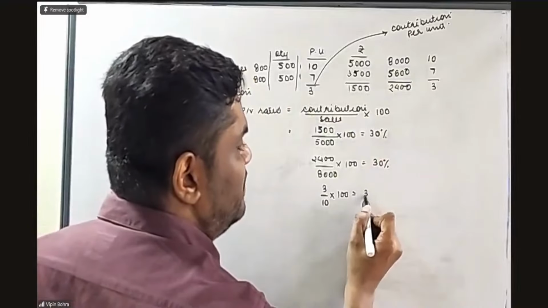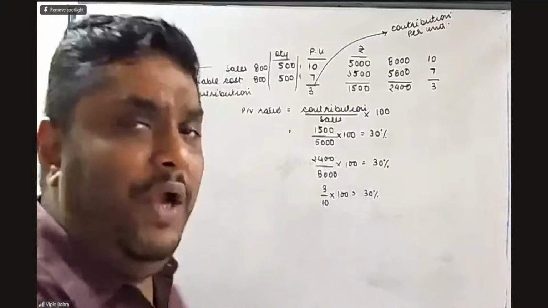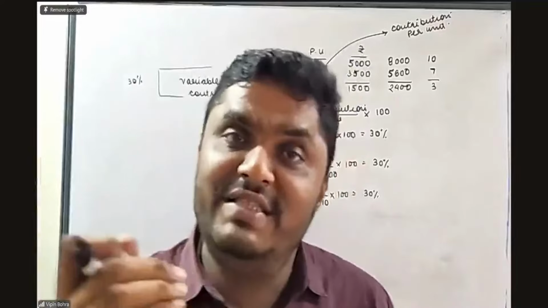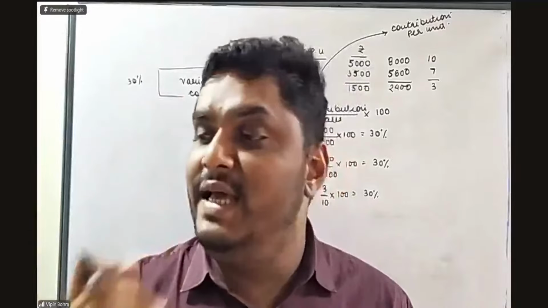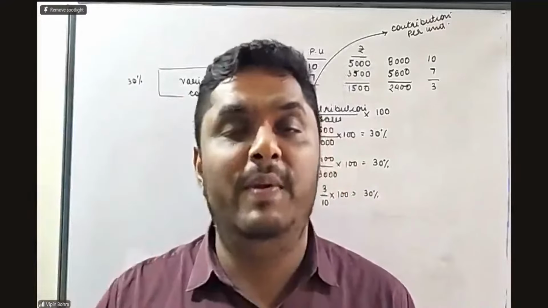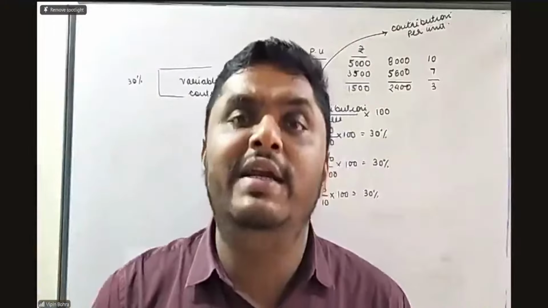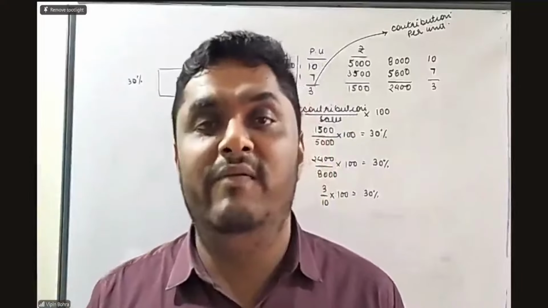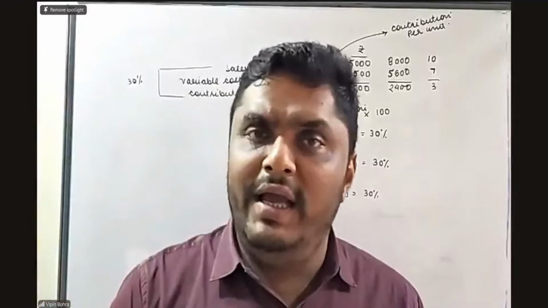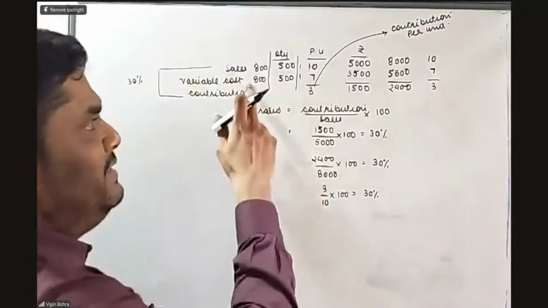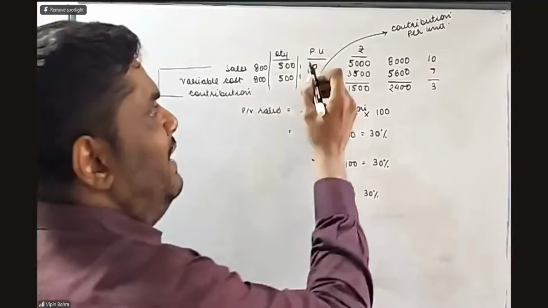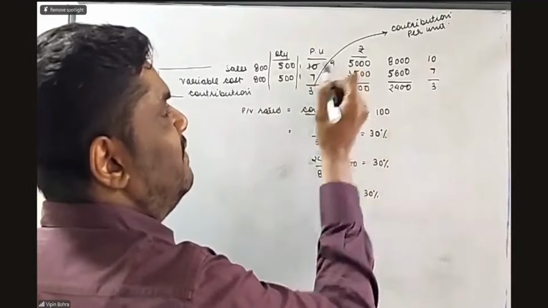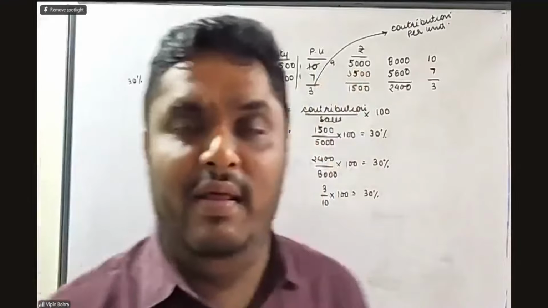So 3 into 10, it will be 100. So it is 30%. Herein what we can see is that if the sales are increasing, there is no change in PV ratio. If the sales are reducing, there is no change in PV ratio. But very important, guys, very important. Instead of changing the quantity, let's say I change the sales price from 10 to 9.